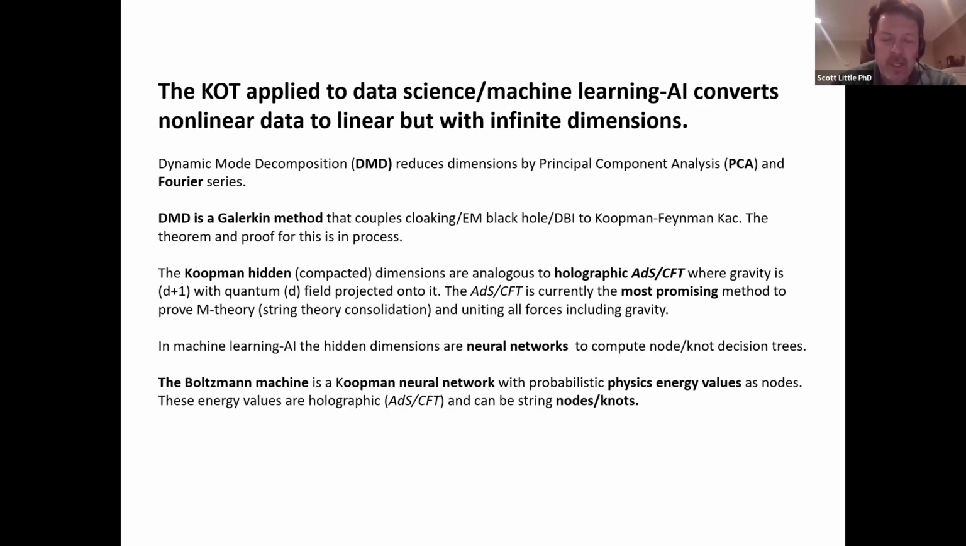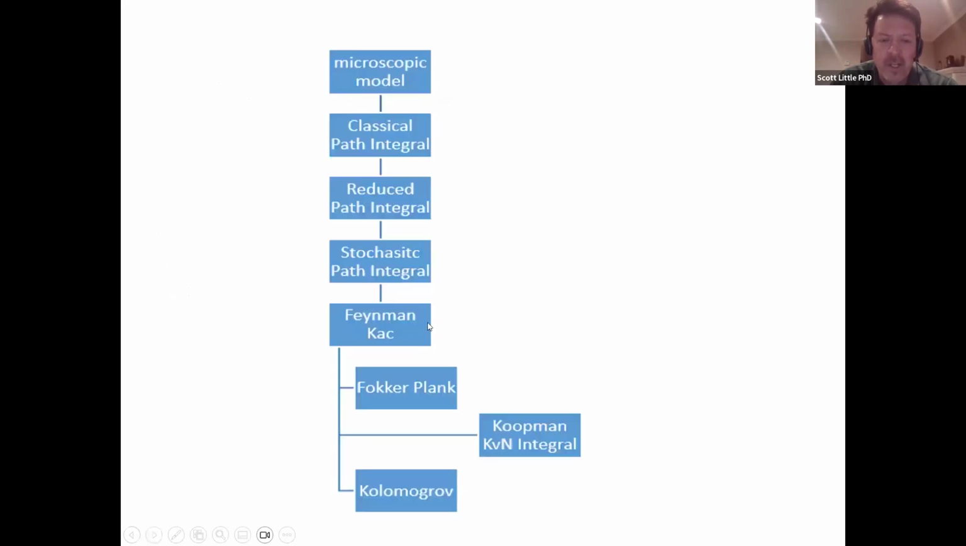And then finally, it's also part of machine learning, where they have what are called neural networks. And a Boltzmann machine is just a Koopman neural network. Again, a Koopman infinite dimension neural network, but using physics. Energy values as the nodes. And a node is a knot. If you think of a node like on a network, it's all kind of tying this stuff together.